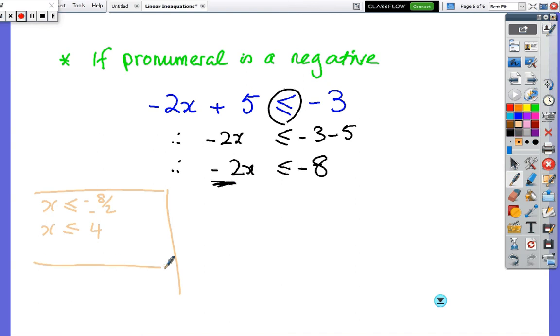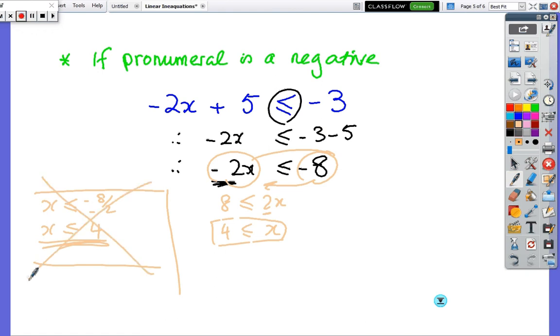But there's no reason why we couldn't just swap sides. So the next line would be 8 is on that side, less than or equal to 2x. And so divide by 2. So 4 is less than or equal to x. So we end up with x is greater than 4, but over here we've got x is less than 4. So there's a dilemma. It makes a difference what you do. And so this method is wrong. You can't divide by minuses.